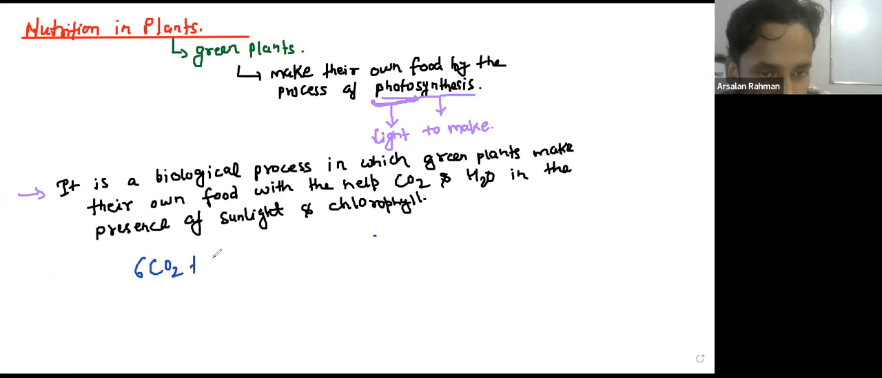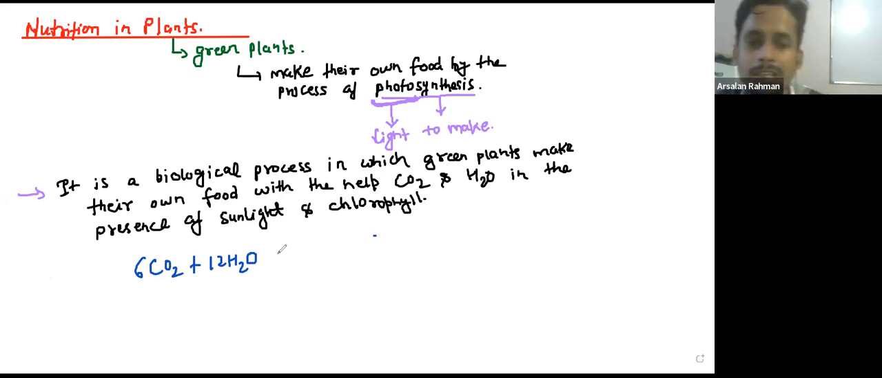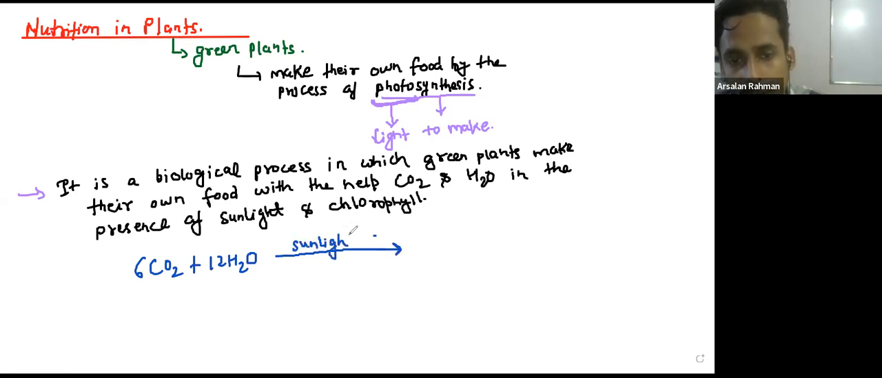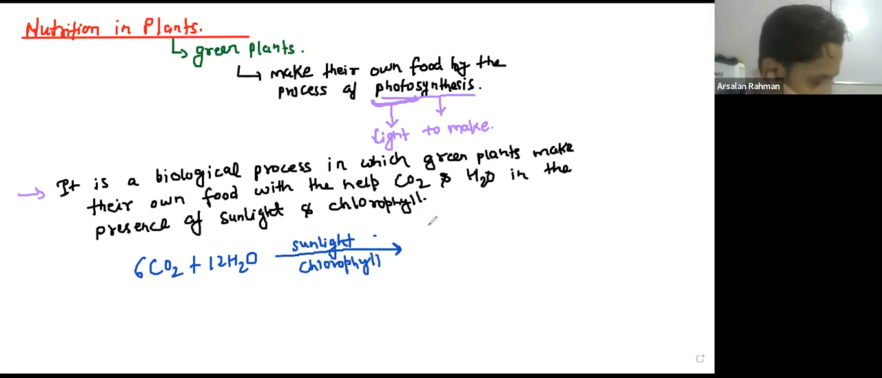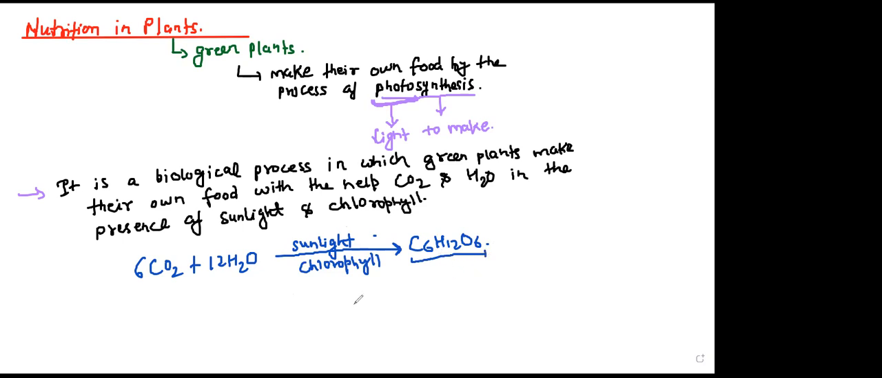6 CO2 plus 12 H2O. How many molecule of carbon dioxide? 6 molecule of carbon dioxide react with 12 molecule of water in the presence of sunlight and chlorophyll to give what? To give a compound which is known as C6H12O6. What is this compound? Glucose. It is a glucose.